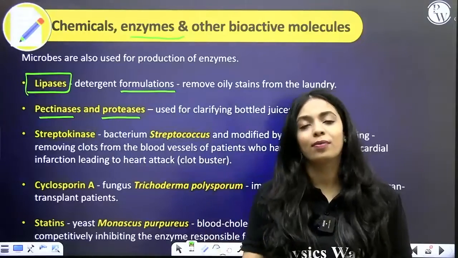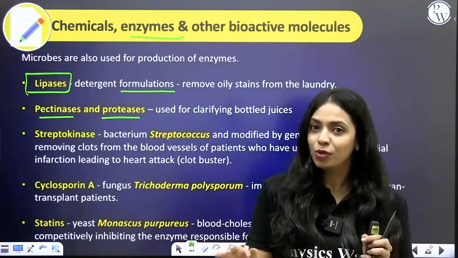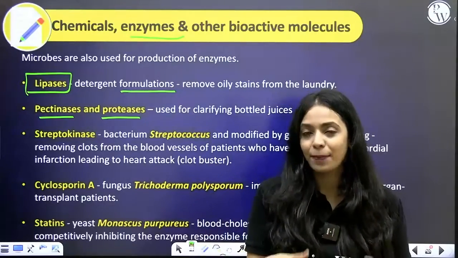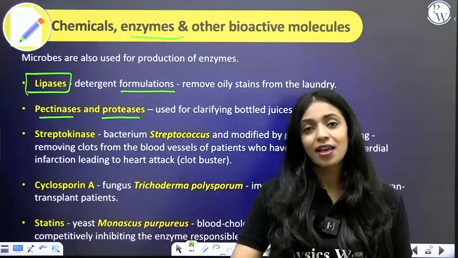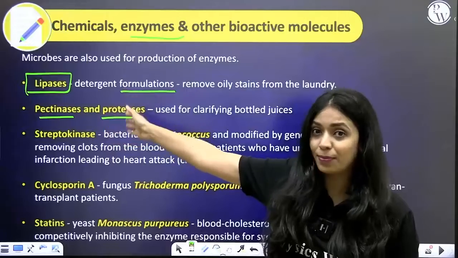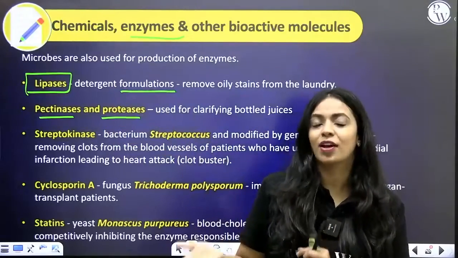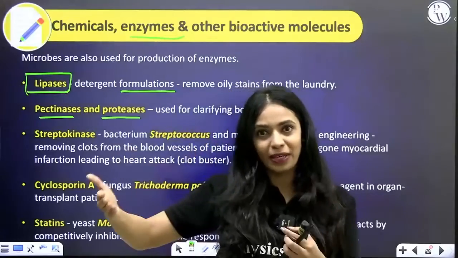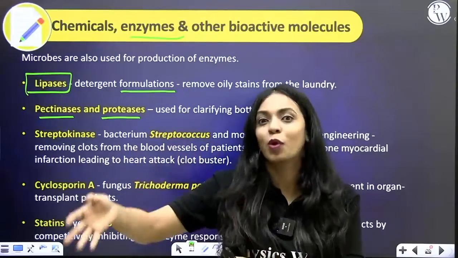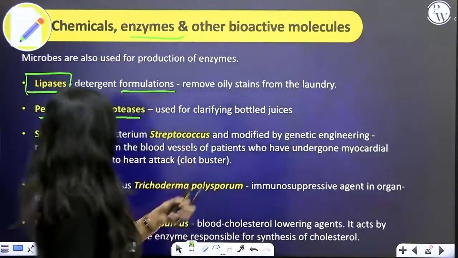Because before putting them inside the bottle, you know for sure that a lot of processes happen in the industries where these bottled juices are manufactured, right? So they use enzymes called proteases and pectinases to break down the proteins that are present in the juice so that it gets a clearer appearance. That's more appealing. It looks more neat, so more people would want to buy it, right? So that's what it's used for.